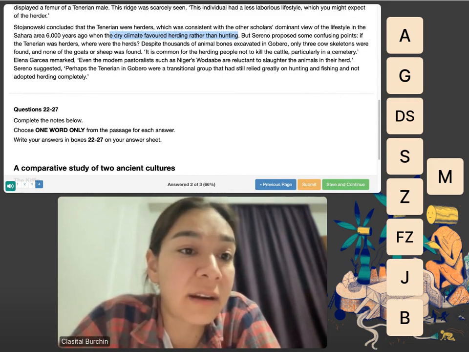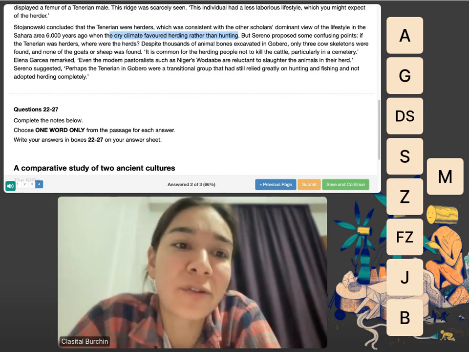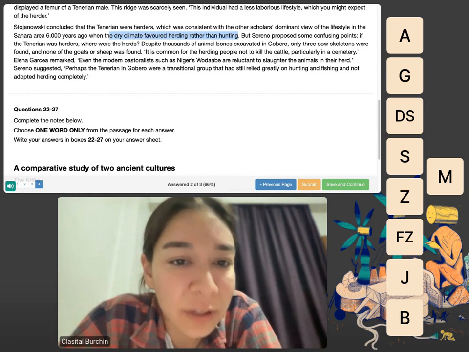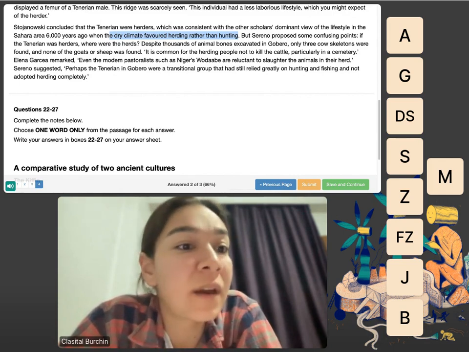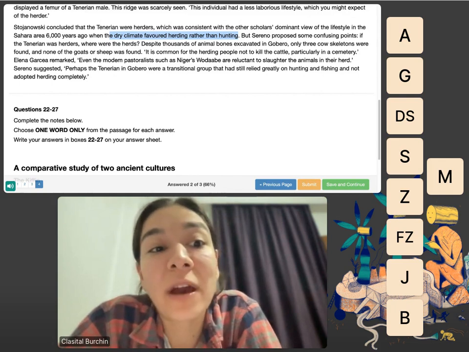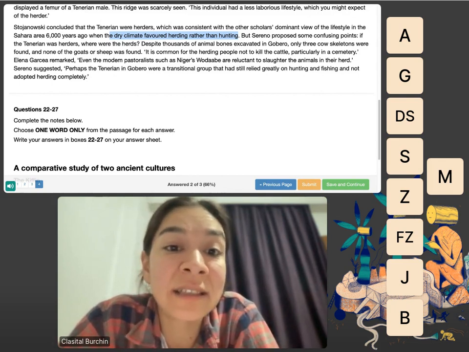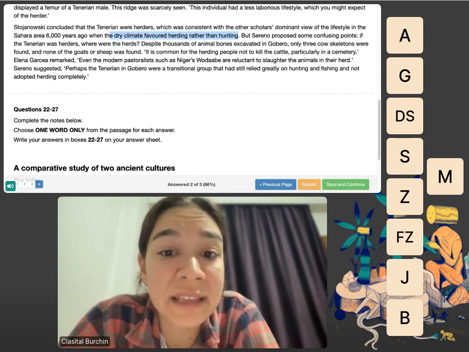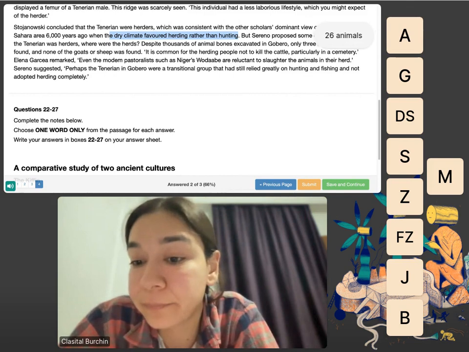Elena Garcia remarked. Even modern pastoralists such as in Niger's Wadobe are reluctant to slaughter the animals in their herd. Serrano suggested perhaps the Tenerians in Gobero were a transitional group that had still relied greatly on hunting and fishing and not adopted herding completely. Very good.